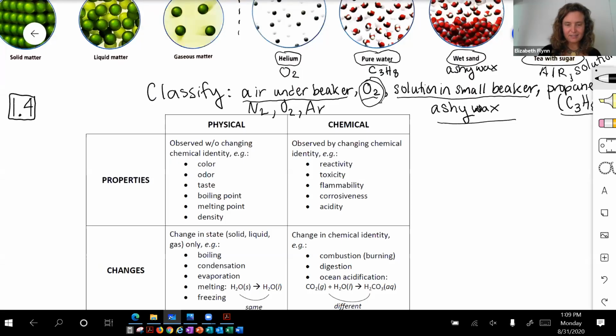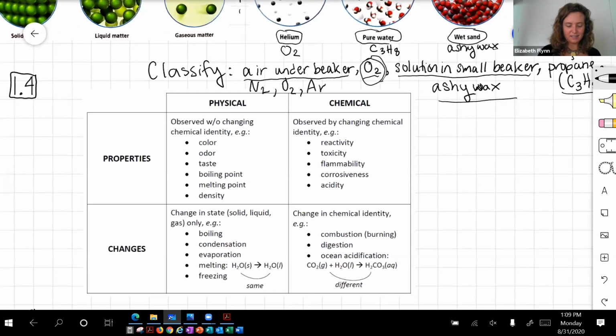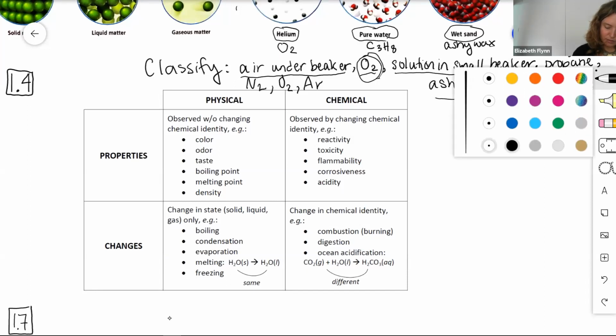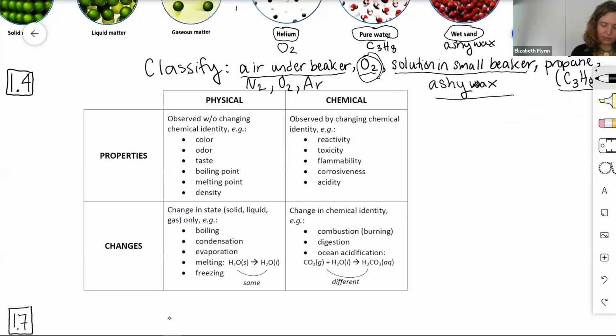So we're going to continue with physical and chemical properties and physical and chemical changes. So there's more observations that we can make about matter. There's more ways to describe what happens with matter.